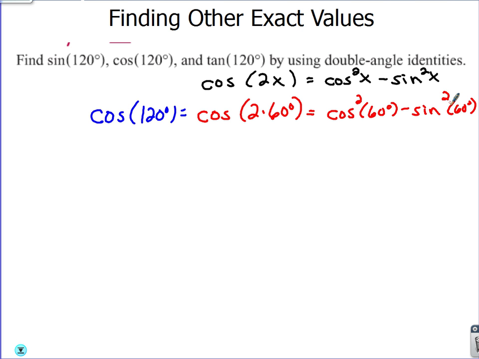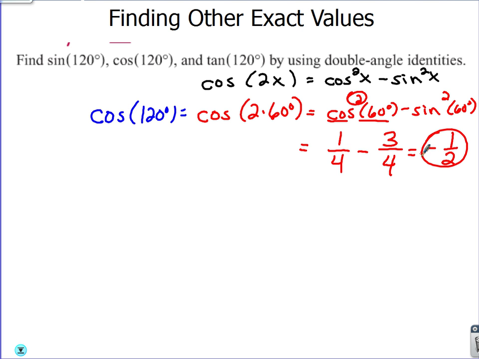We'll actually work it a couple of different ways. We'll do this one first. What is cosine of 60? Half, right? Square that, you get a fourth. Minus, what is the sine of 60? When you square it, the square root simply goes away, and when you square 2, you get 4. So we got 1/4 minus 3/4, which is negative 2/4, or negative 1/2.